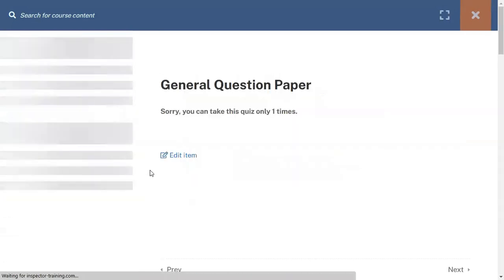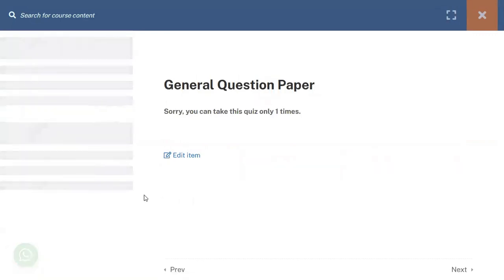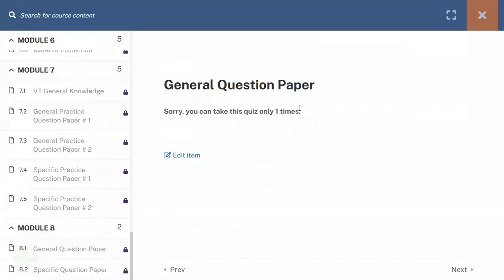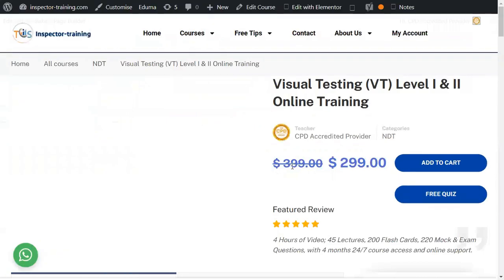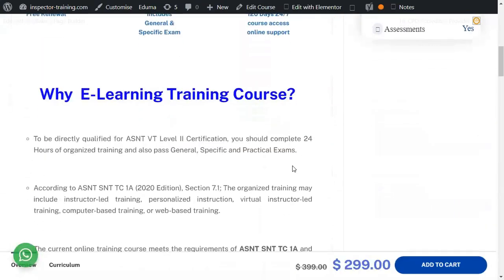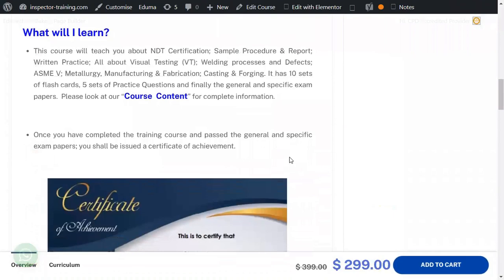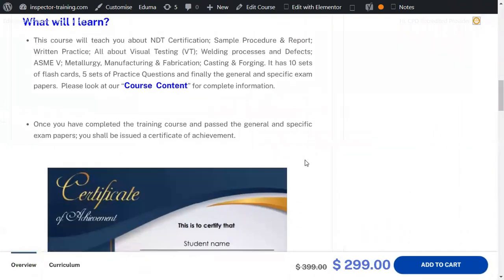And then module 8 is the general question paper and a specific question paper. There are 40 questions for general and 20 for specific. So you can only do it once. Once you have finished everything, you're allowed to do it once only, and it's graded and timed. So once you pass, you get the certificate of achievement, and then you can register for the practical side of it, which normally takes just a bit over half a day.